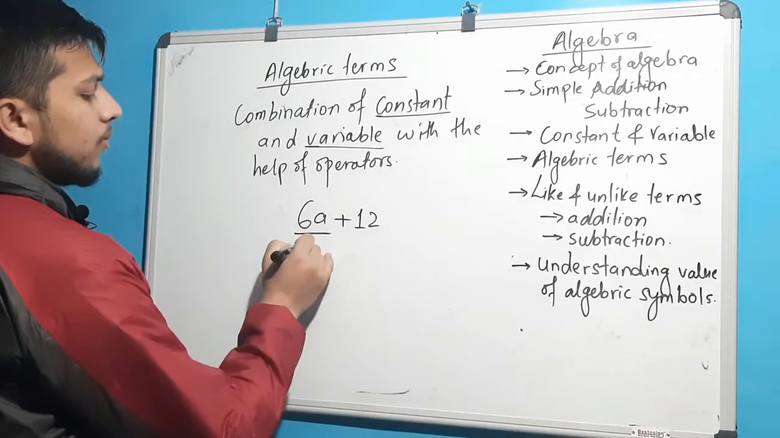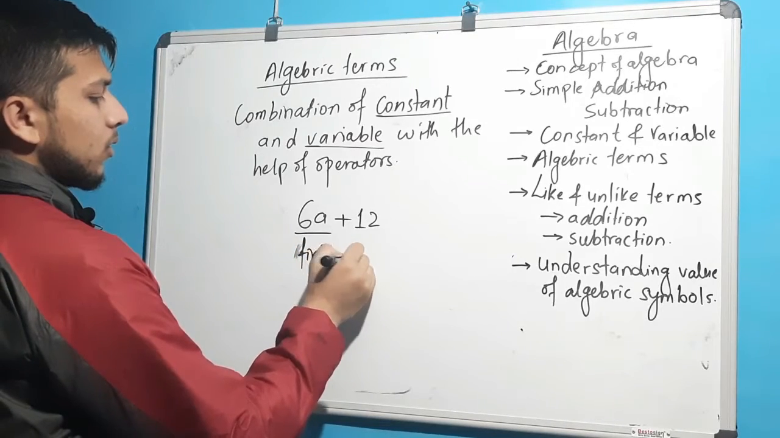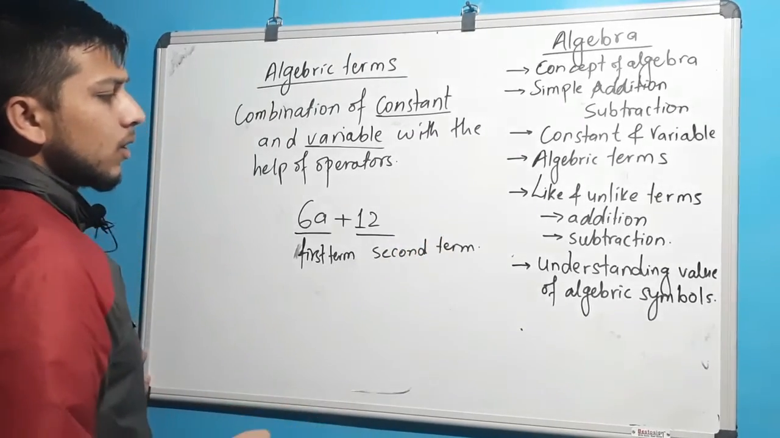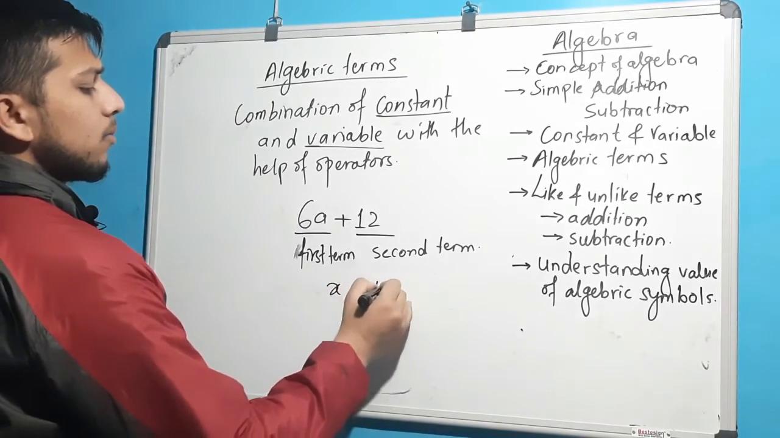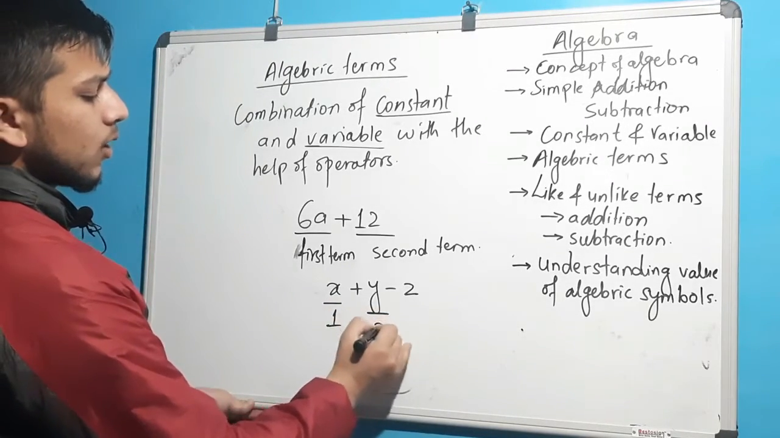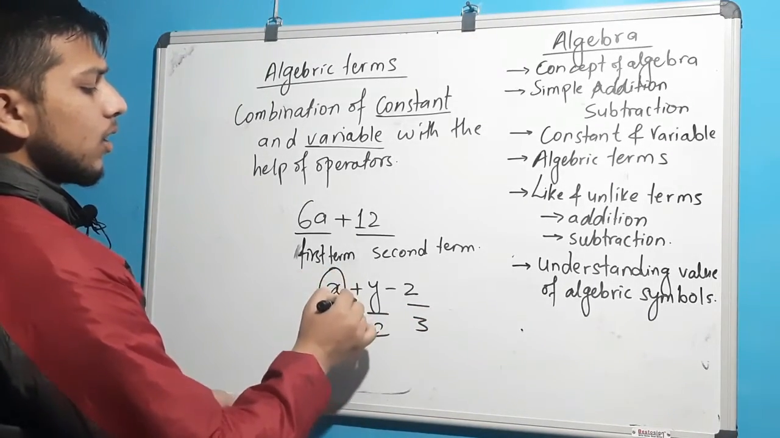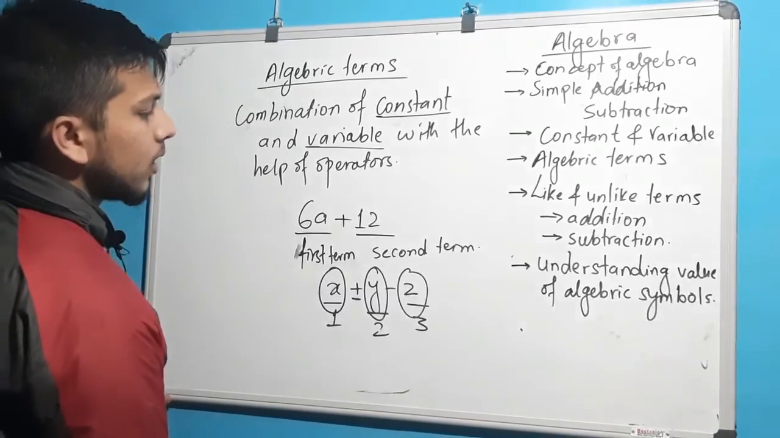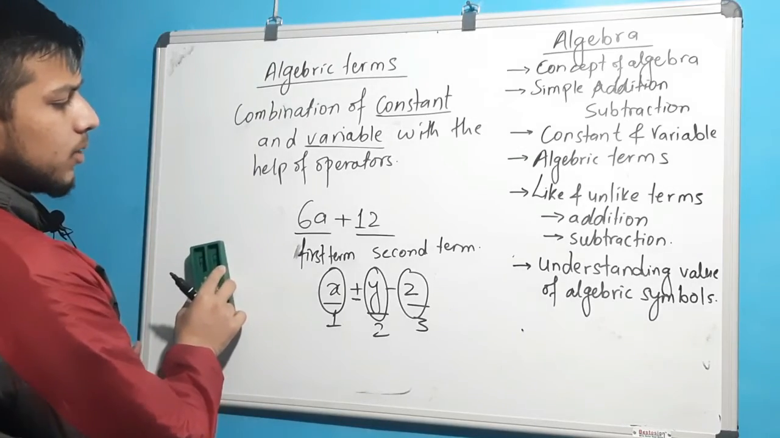Here this is the first term and this is the second term. These are algebraic terms. Like this, x plus y minus z. Here there are three terms: this is the first term, this is the second term, and this is the third term. The operators separate these three terms. In this way, we can know what terms are and what an algebraic term is.